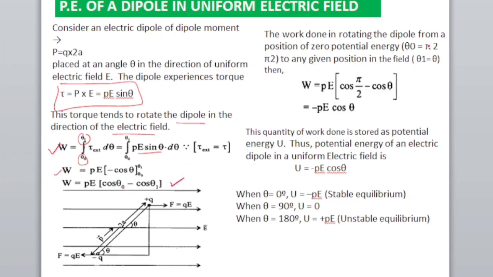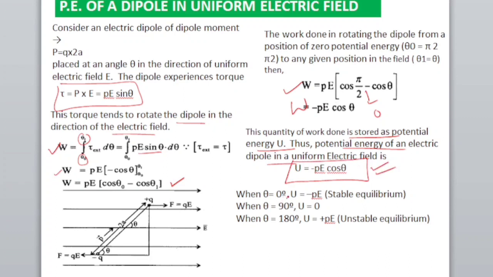This is the work done in rotating the dipole from the position of zero potential energy, and zero potential is at a 90 degree angle. So you put theta 0 equal to 90 degrees and theta 1 equal to theta. You get W equal to pE times (cos pi by 2 minus cos theta), which equals minus pE cos theta, since cos 90 is 0. This work done is stored as potential energy U in the dipole. The potential energy of an electric dipole in a uniform electric field is given by U equal to minus pE cos theta. You must remember this formula.